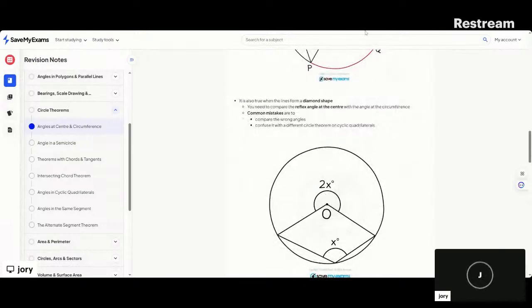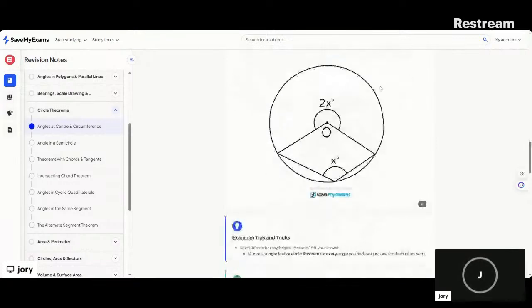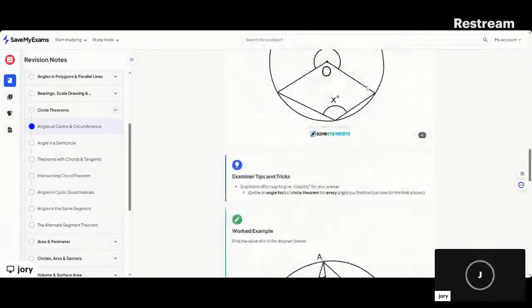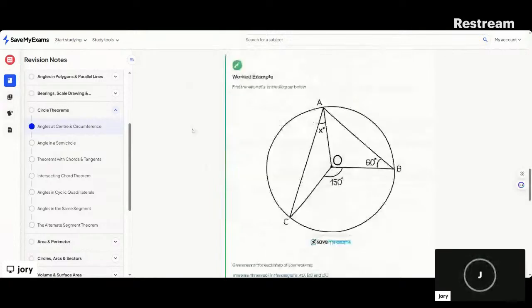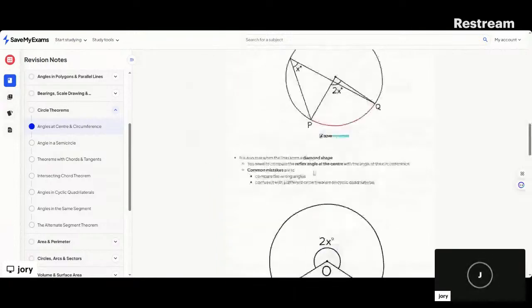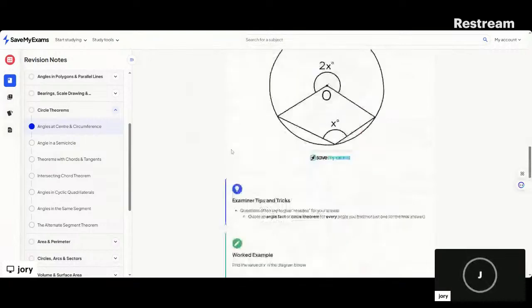You need to compare the reflex angle at the center with the angle at the circumference. Common mistakes are to compare the wrong angles, or confuse it with a different circle theorem on cyclic quadrilaterals. Questions often say to give reasons for your answer. Quote an angle fact or circle theorem for every angle you find, not just one for the answer. The center angle is twice the angle at the circumference.